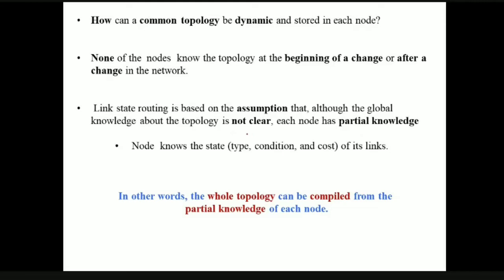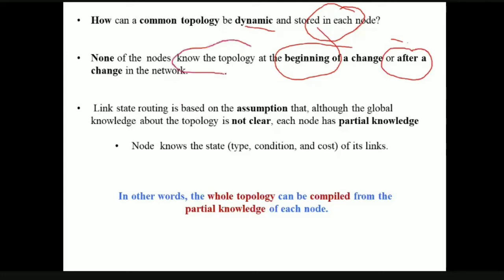So now the question is that all the nodes are maintaining the common topology, right? But here the question is how this common topology can be dynamic, and how this dynamic topology can be stored in each node. Because initially none of the nodes know the topology of the network. They only come to know after some time, isn't it? So initially, that is, before or after a change happens in the network, the nodes do not know the topology of the network.